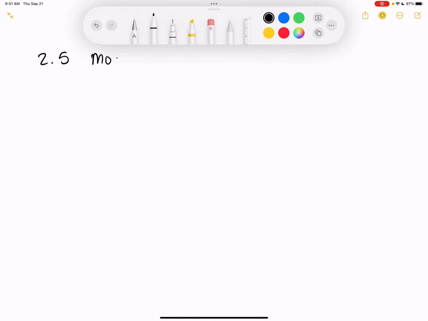2.5 model direct variation. So overall, this stuff is very easy, but people tend to mix it up and get confused with it.